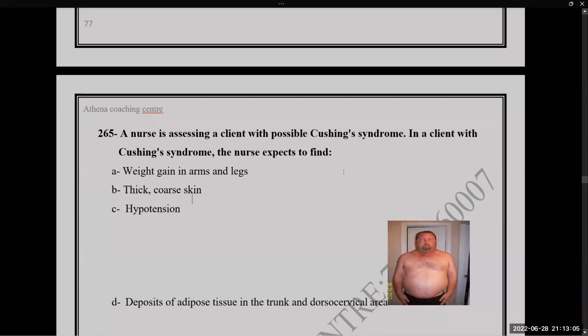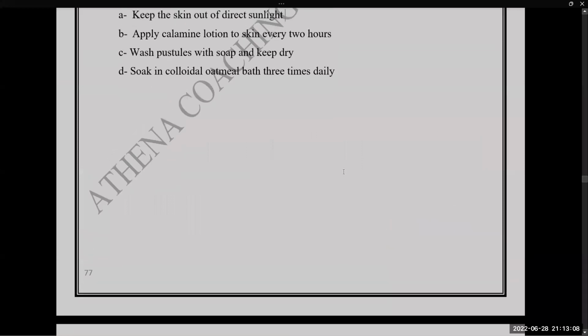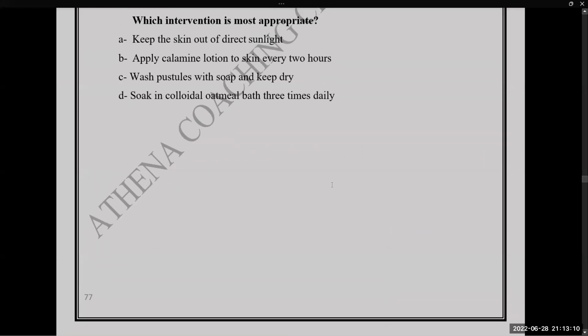Any doubts? Yes, Poornima. Cleared with the answer? Yes, ma'am.